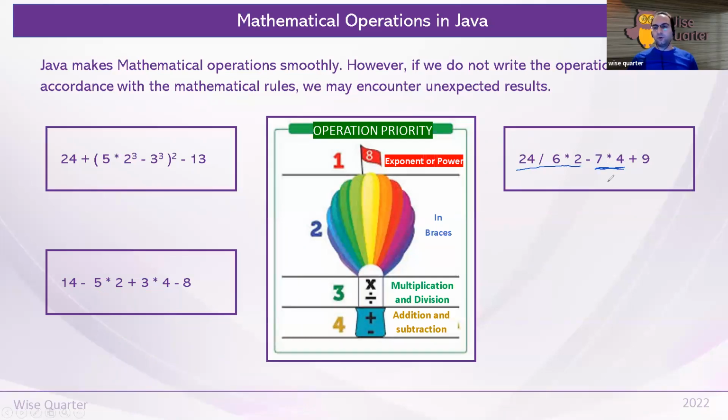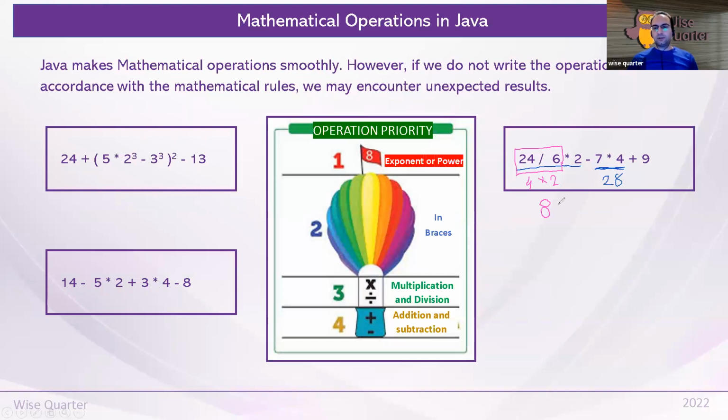7 times 4, which will be 28. This part is a little tricky, there are two of them, but multiplication and divisions are in the same line, so it doesn't matter which one you do first. But I prefer starting from the left side. When I divide 24 by 6, it will be 4. 4 times 2. I have calculated this part. And when I make the calculation, it will be 8.